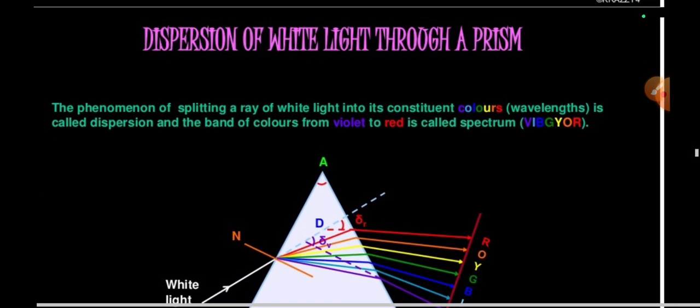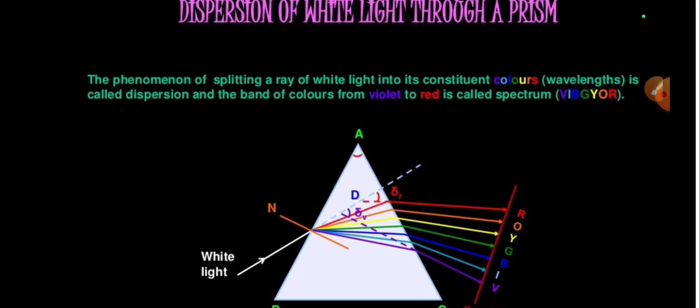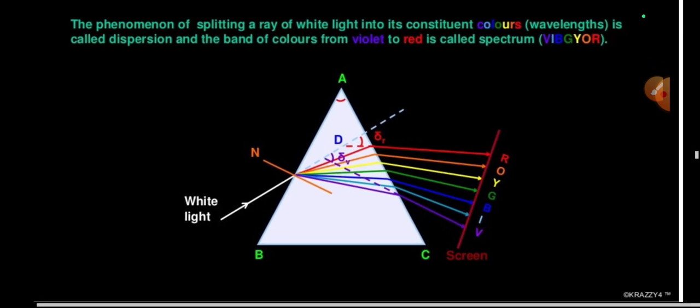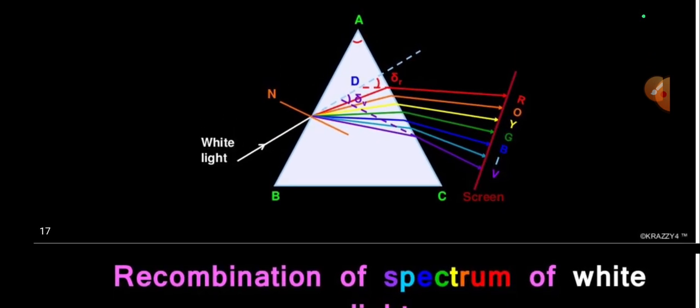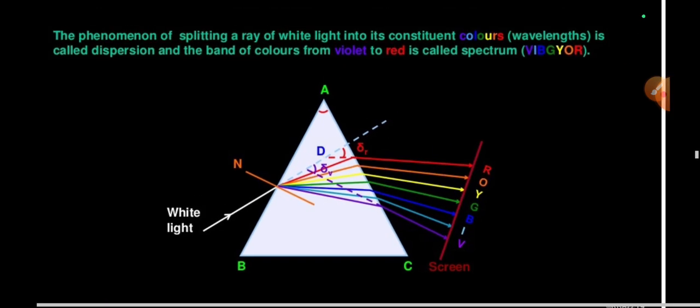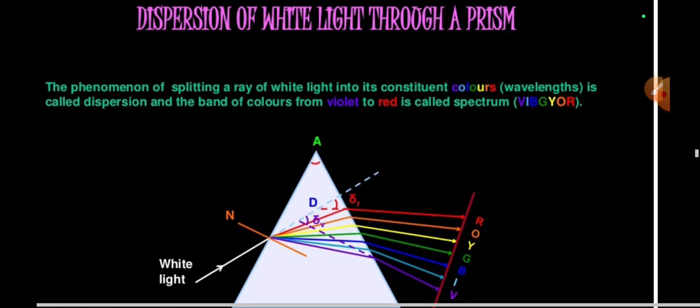Then dispersion of white light through a prism. The phenomenon of splitting a ray of white light into its constituent colors based on their wavelengths is called dispersion, and the band of colors from violet to red, VIBGYOR, is called a spectrum. Violet, indigo, blue, green, yellow, orange, red. They are available on screen. This phenomenon is called dispersion of white light.